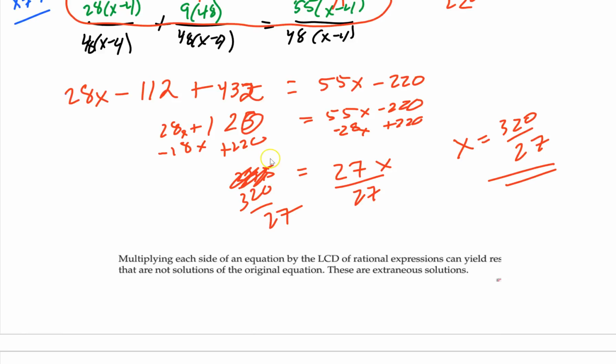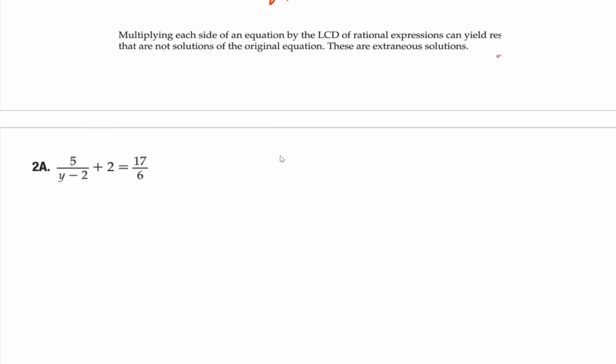Let me show you a shortcut way, though. What we do here is multiply everything by the LCD we find. It works the same way; the only difference is that once we find our LCD, we multiply everything by the LCD. What that does is get rid of the fractions. So let's practice here: 5 over y minus 2 plus 2 over 1 equals 17 over 6.